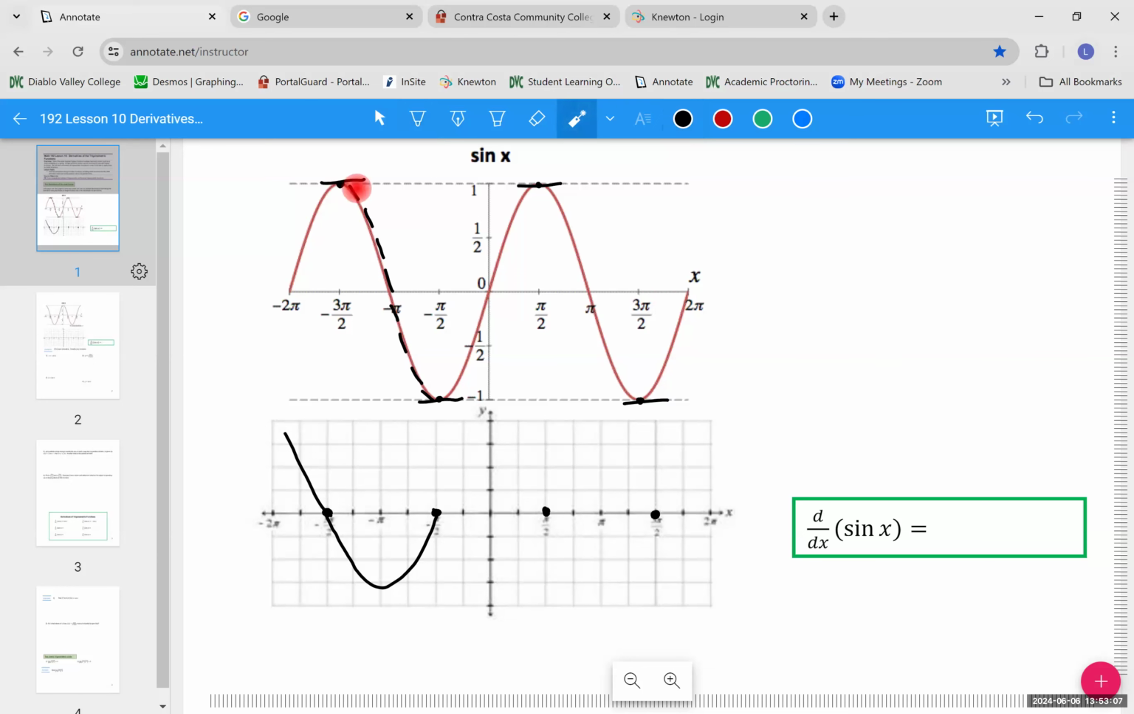And you'll notice that this is repeated here. It's the same exact function. So from pi over 2 to 3 pi over 2, I have the same thing. So whatever I drew here, I'm going to draw the same thing there.